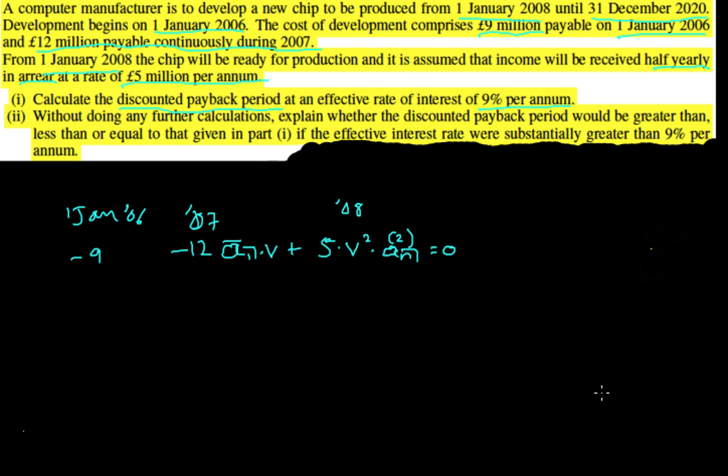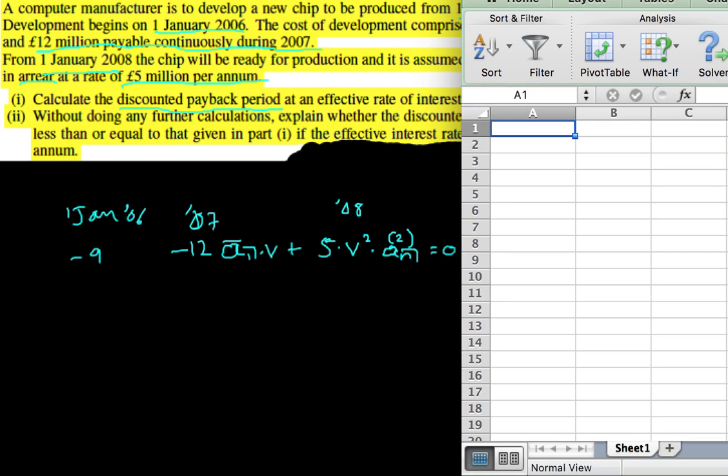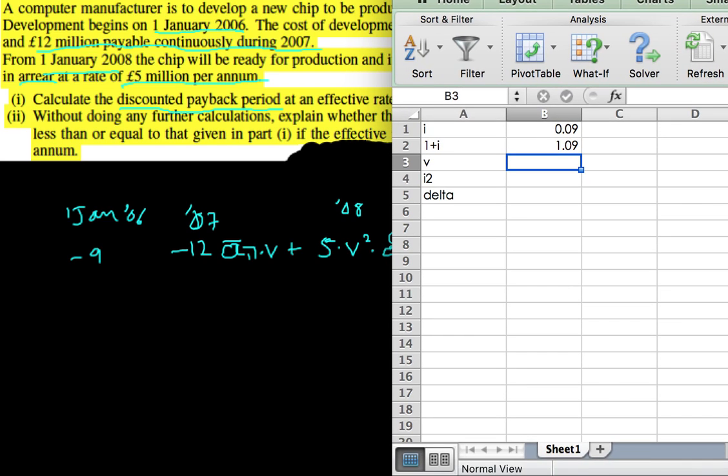Okay, so now all we're really going to do is just go on Excel and do some calculations. So over here, I'll just start with saying what's i. I'll do 1 plus i, v. We'll find out what i2 is, and delta, just for now. So we've got 0.09, we got 1 plus i, is that bit there. I'll just bring this here.